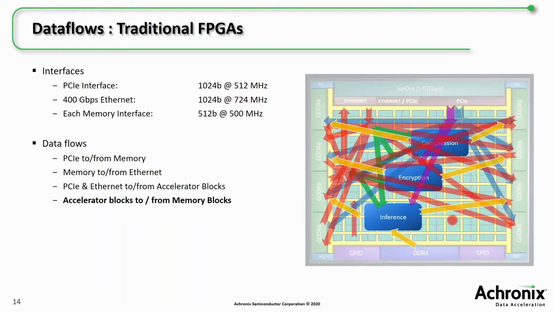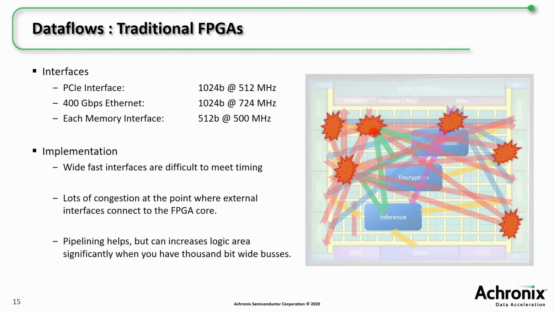So you can see here that this FPGA logic is getting pretty busy, and we end up with hotspots and congestion spread all over the place. So when we're looking at these very wide interfaces that are running at very high speeds in FPGAs, it can be difficult to meet timing with these interfaces at the best of times. Once you add all of this congestion right at the point where the FPGA logic touches the external interfaces, that makes it much more difficult. A traditional approach to this is to add pipelining, but this significantly increases logic area when you're talking about buses that are 500 or 1,000 bits wide.